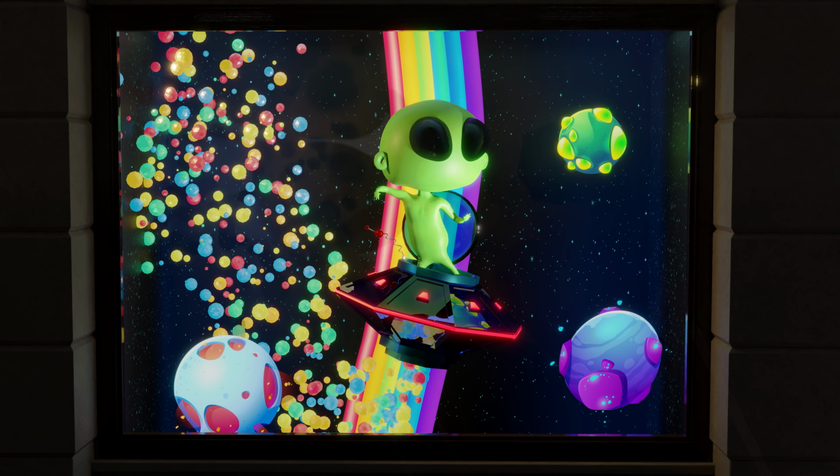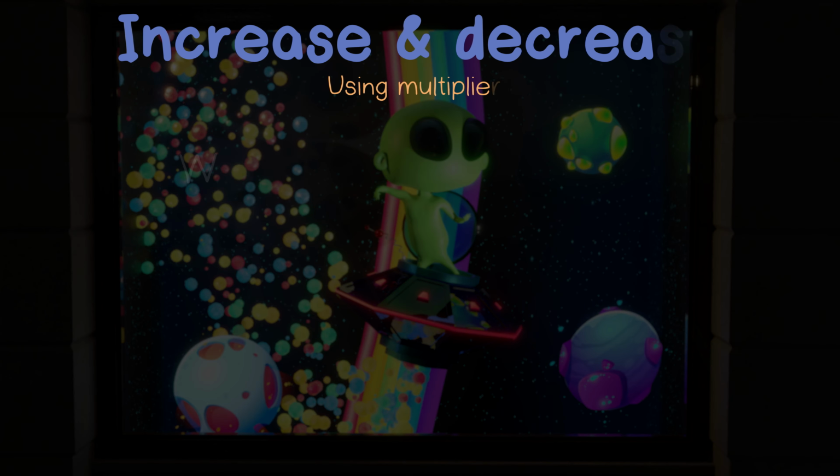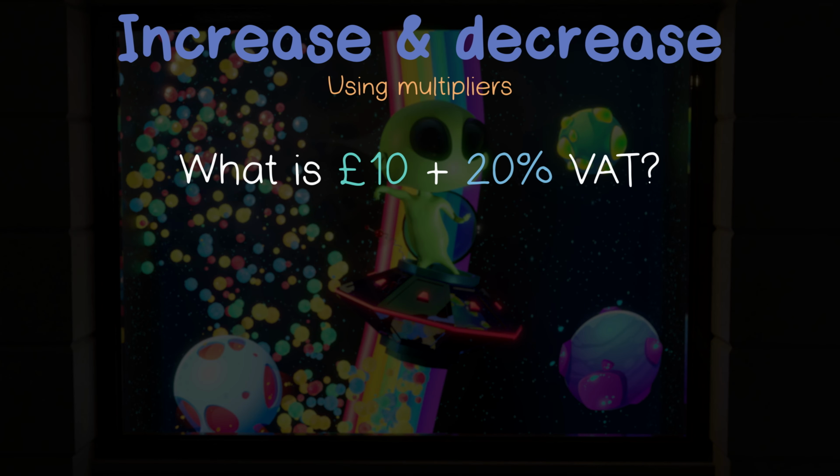This is Tuniverse, a shop selling an alien-based computer game. They have a reduced release day price of £10 plus VAT at 20%. So we have a value and we need to increase it by a percentage. From the other video about percentages, we learnt we can use multipliers to do this.